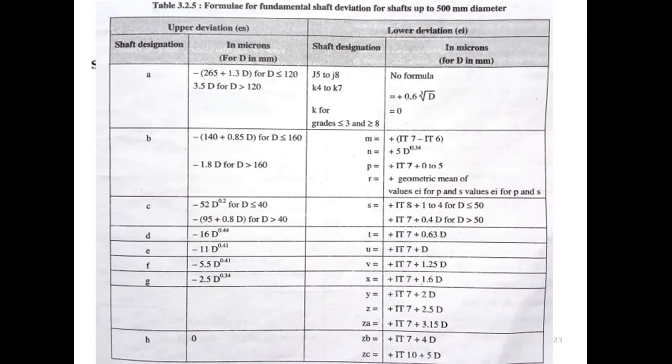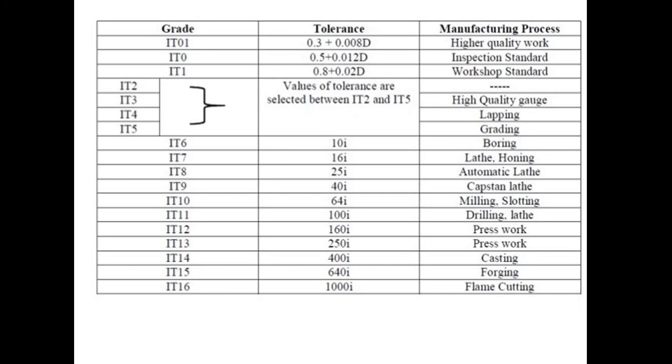This is just for your information. There is no need to memorize this table. This value will be given. Then you might be asked how to decide the tolerance grade. So one table is given. Again, this is not necessary to be remembered. IT01 grade, then it is IT01.